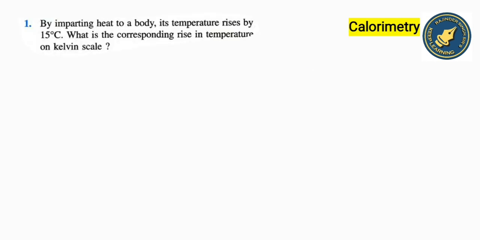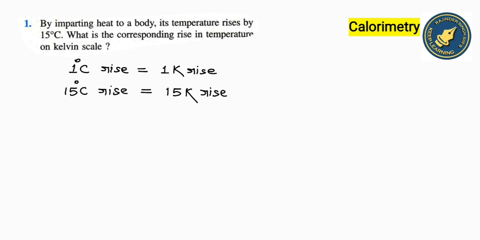So let's start with the first sum. By imparting heat to the body, its temperature rises by 15 degrees Celsius. So what is the corresponding rise on the Kelvin scale? We know that 1 degree Celsius rise is equal to 1 Kelvin rise. Hence the 15 degrees Celsius rise will be equal to 15 Kelvin rise. Next question.